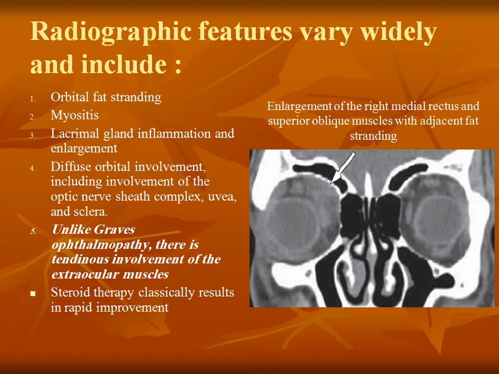You can see here there is orbital fat stranding. Okay. Myositis, lacrimal gland inflammation and enlargement, diffuse orbital involvement, including involvement of the optic nerve sheath complex, uvea, and sclera. Unlike Graves' ophthalmopathy, there is tendinous involvement of the extraocular muscle. Steroid therapy classically results in rapid improvement. You can see here there's stranding of the orbital fat planes. There is involvement of the muscles, and the adjacent eye globe is also involved.